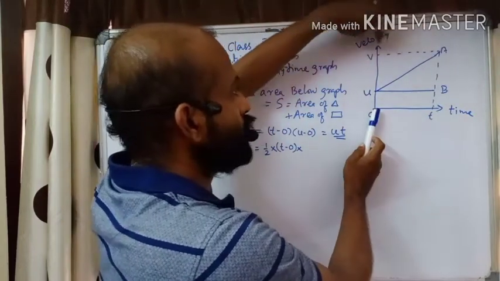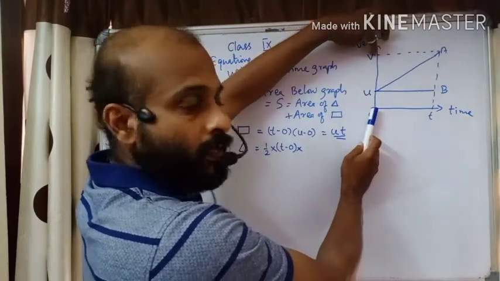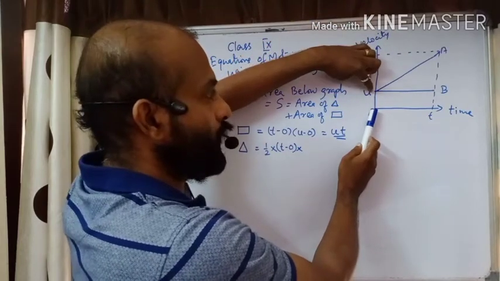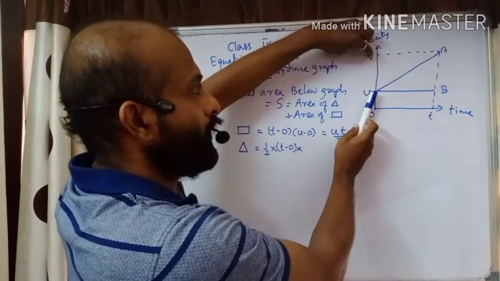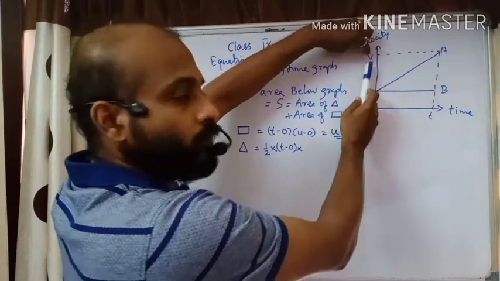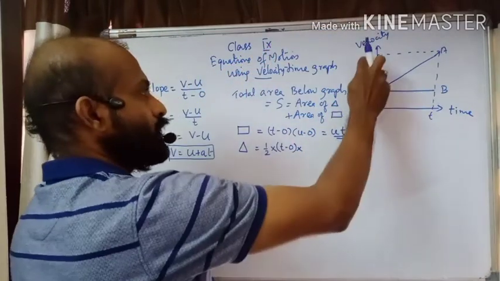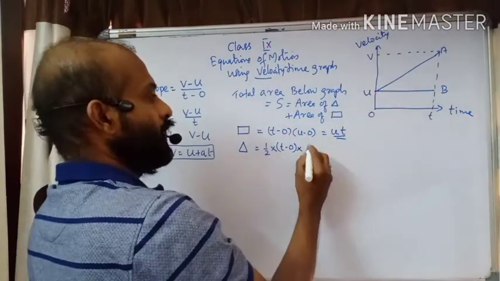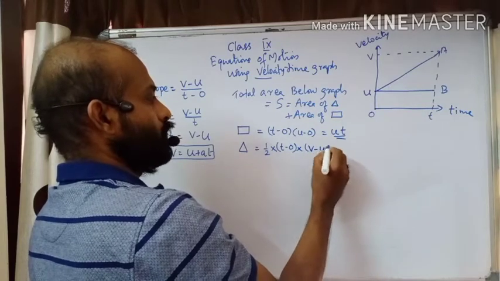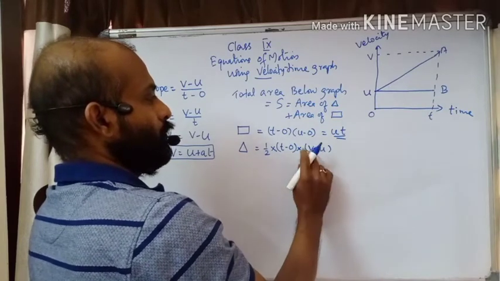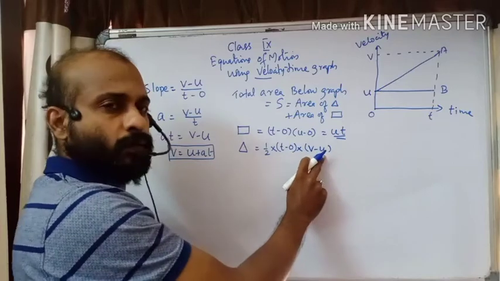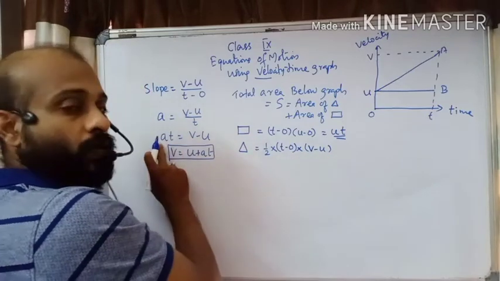Because from the origin to this portion, the length is V. From the origin to this point, the length is U. What will be the remaining length? AB corresponds to V minus U. So what is the length of the height of the triangle? It is V minus U. So what we have got? But we know V minus U. What is V minus U from the first equation? V minus U equals AT.